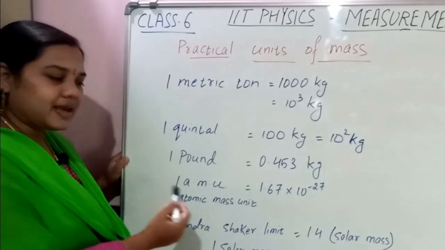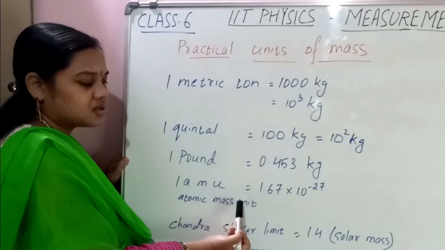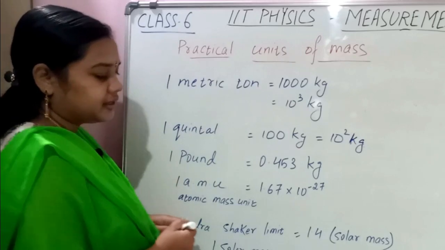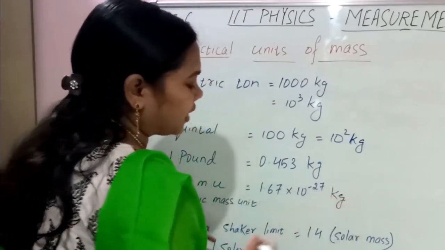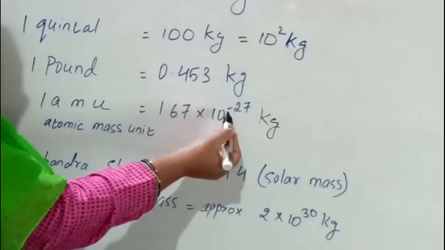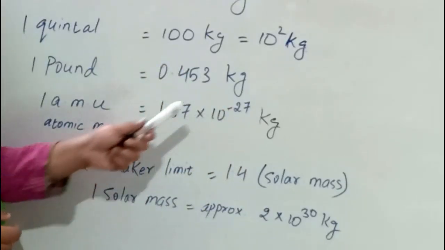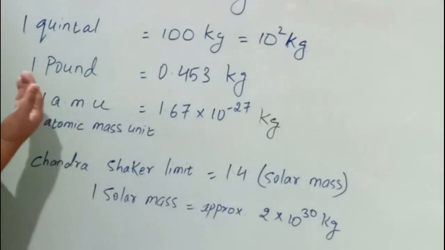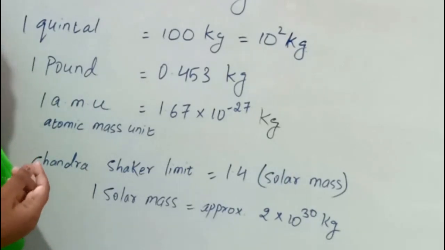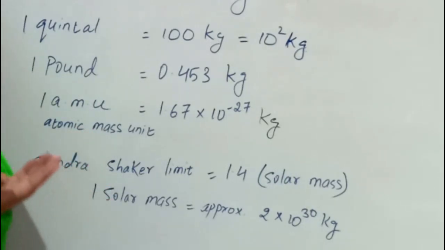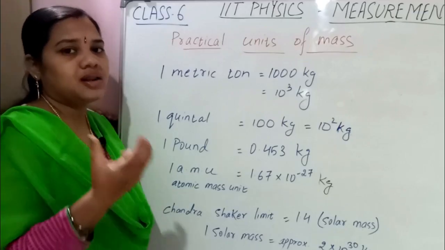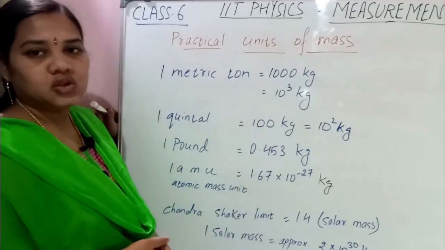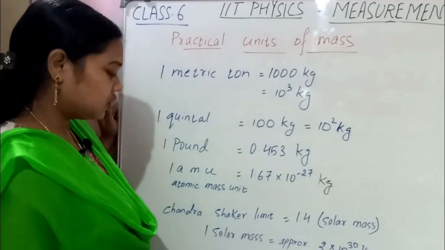Next is AMU. AMU full form is atomic mass unit, equal to 1.67 into 10 to the power minus 27 kilograms. You can see here a negative power. This negative power shows that it's a small value, small measurement. 1 atomic mass unit is used to measure the mass of atoms, very small mass.